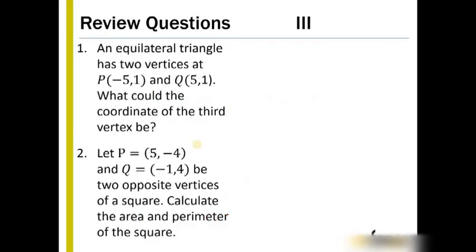Review questions 3. 1. An equilateral triangle has two vertices at P (-5, 1) and Q (5, 1). What could the coordinate of the third vertex be? 2. Let P equal (5, -4) and Q equal (-1, 4) be two opposite vertices of a square. Calculate the area and perimeter of the square. Pause the video whilst you work out the answers.